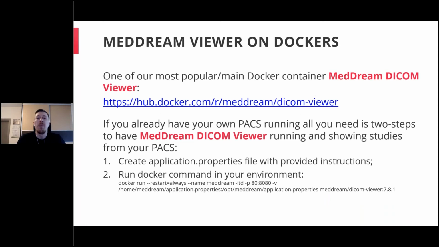Now, if we talk about MedDream Viewer itself, most people already have a PACS server running in their environment and just want to download MedDream, install MedDream Docker and connect it to their PACS system, so they can access the studies. Basically there is a two-step approach. The first is to create an application properties file and add the connection details to your PACS server, and then run the Docker command, which will download the image. I will explain this command, which you can see here, in the next slide, so we can go step by step to understand how this Docker command works.